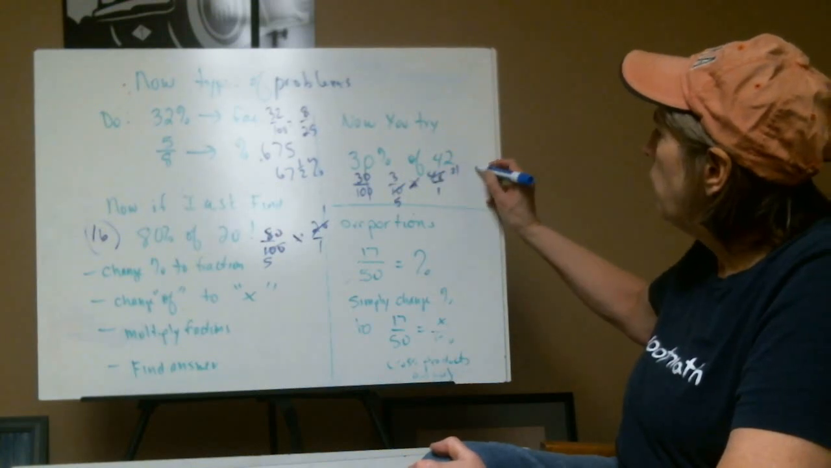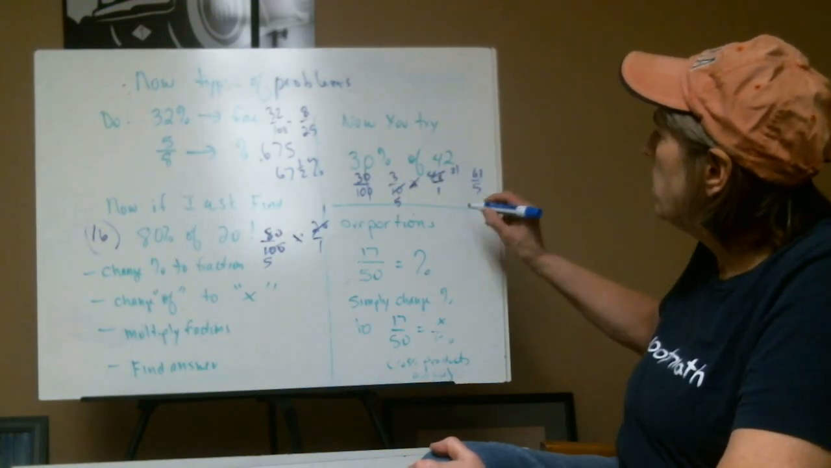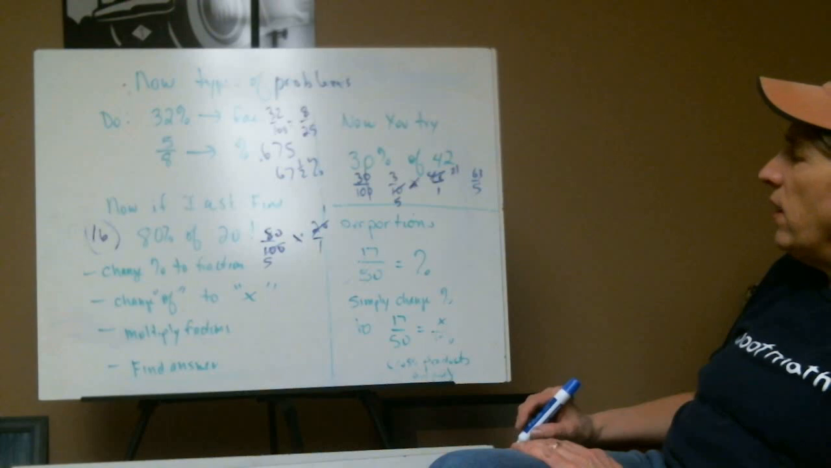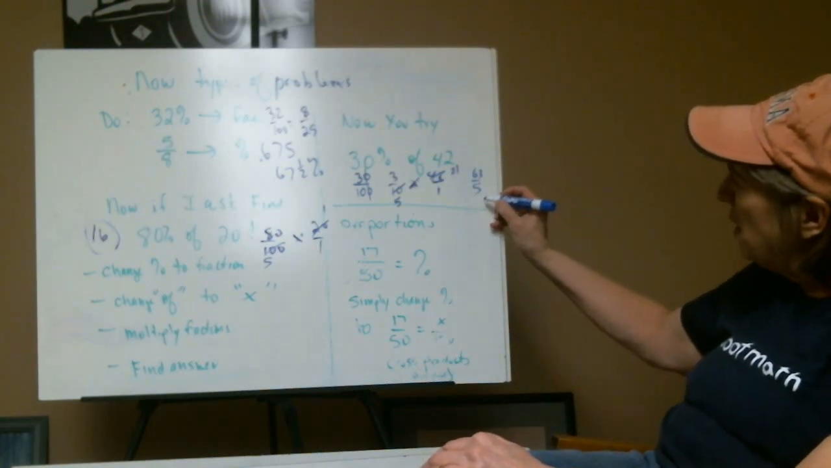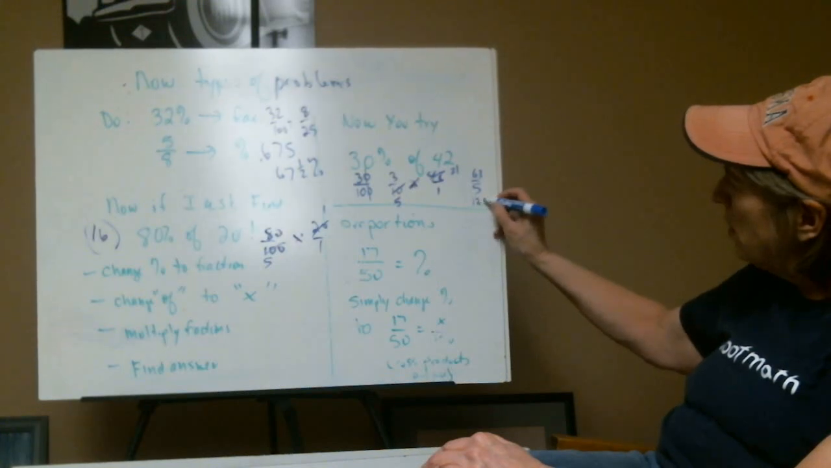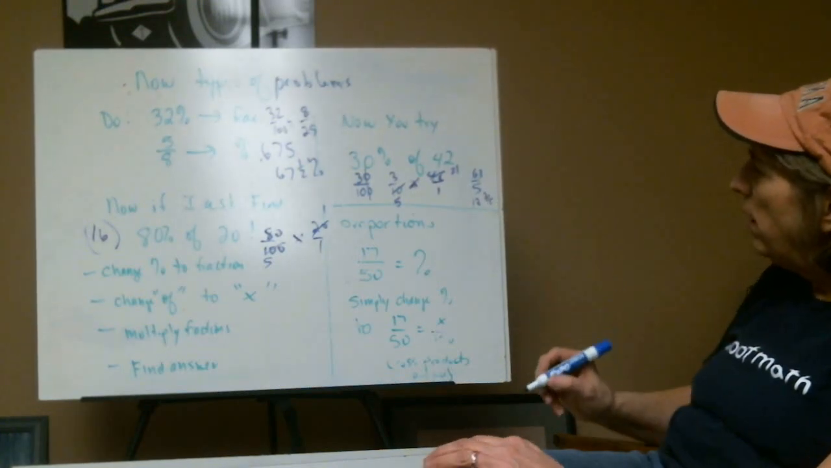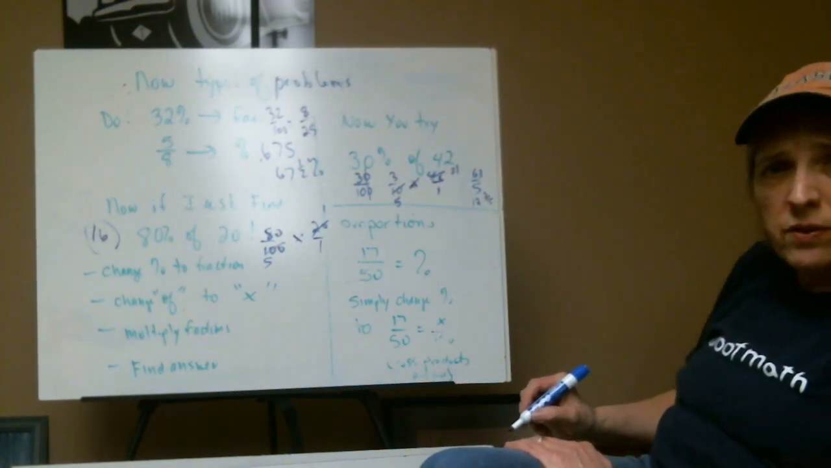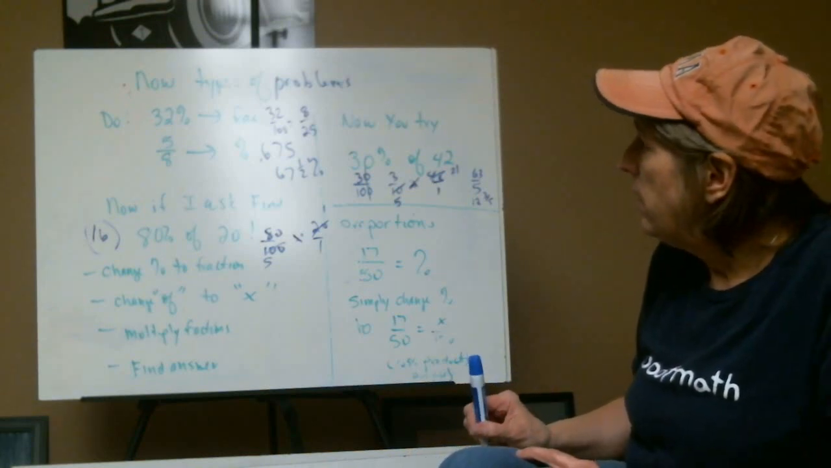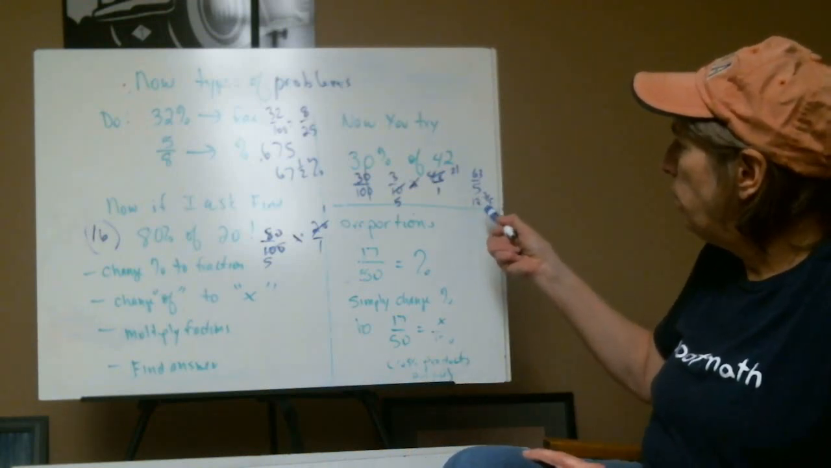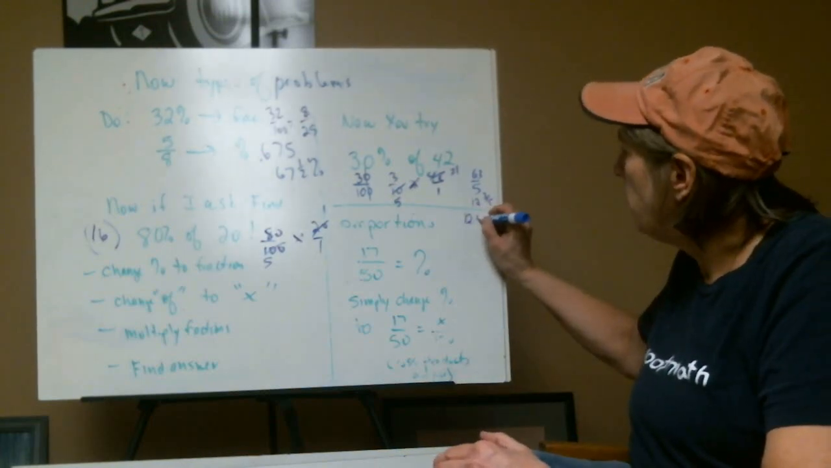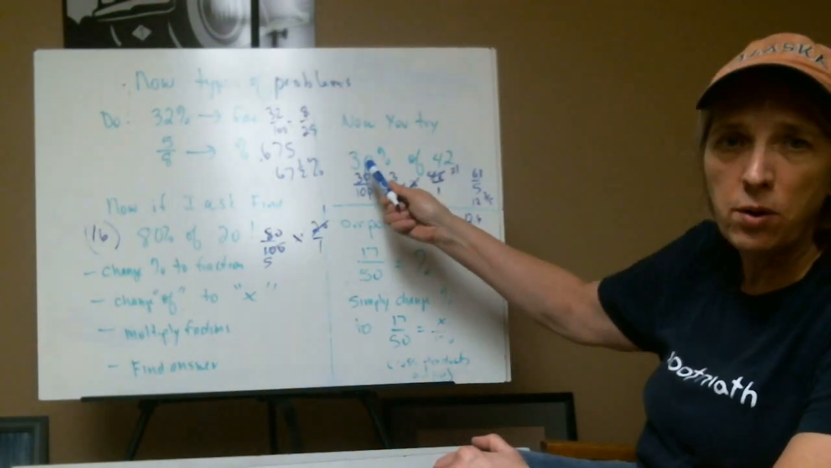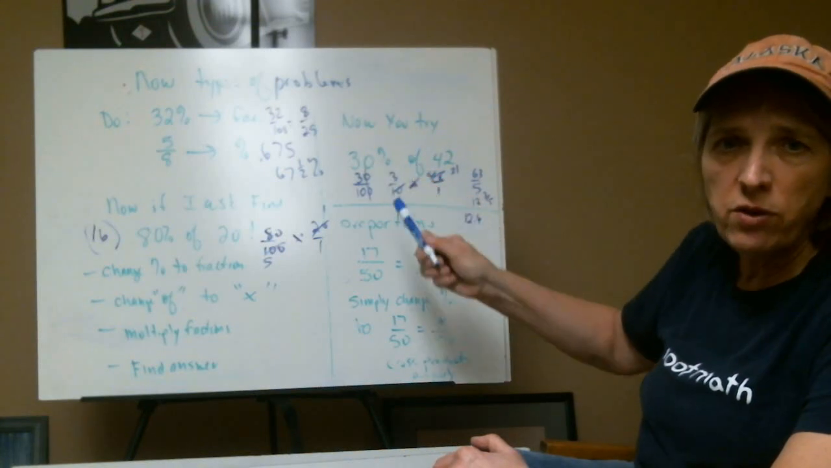So 3 times 21 is 63, and 63 divided by 5. And then what number is that? That is 12 and 3/5, right? 12 and 3/5 is what you should have gotten. Now you might have gotten 12.6. That's okay too. Probably that would be better because you want to know what number is 30% of 42.